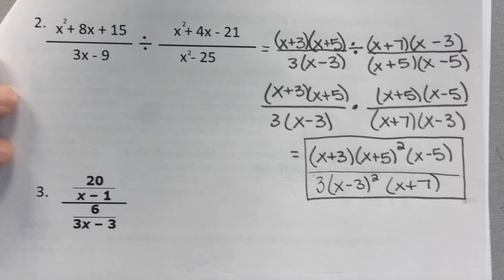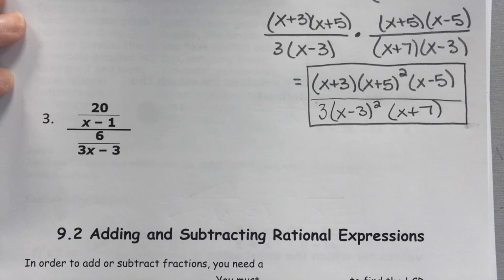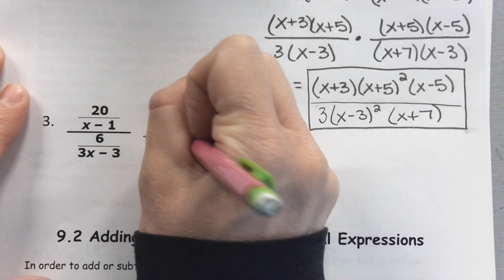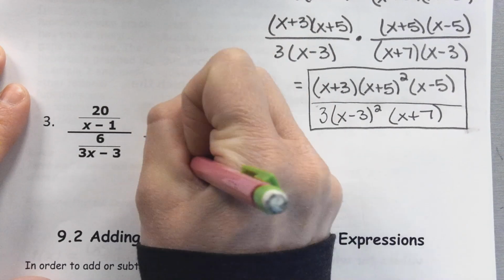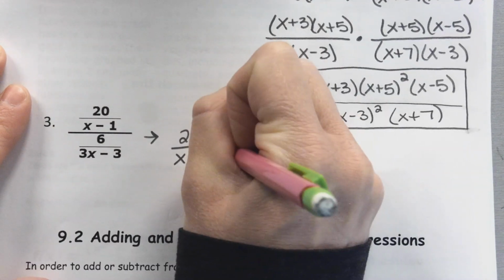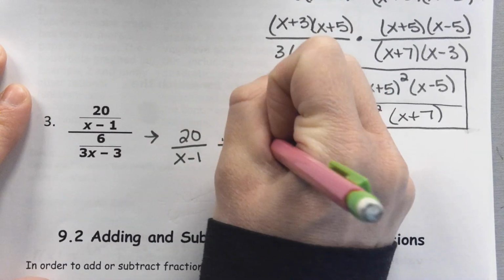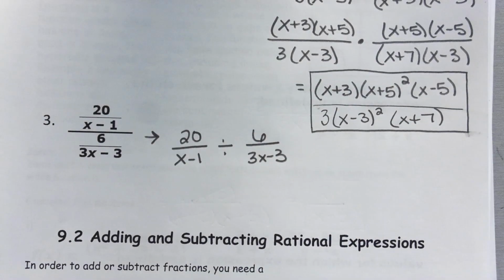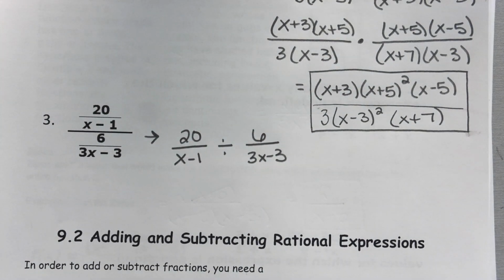Okay. This one looks even worse, but it's not. We have in this situation a fraction within a fraction. So what this is really saying is I have 20 over x minus 1 divided by 6 over 3x minus 3. So I can separate them. Each of those lines means division.